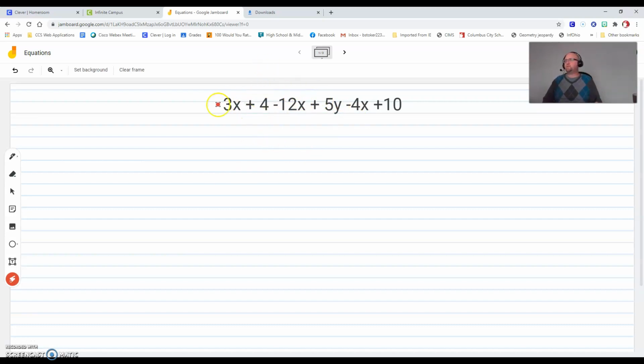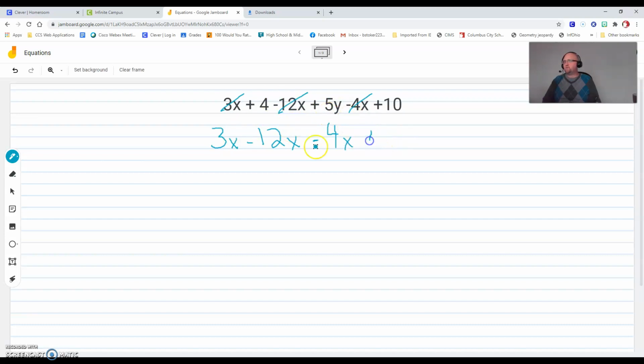But what we can do is start combining these things. So everything that has an X can be combined. Everything that has a Y can be combined with Y's. And then all your constants can be combined. One thing I like to do is rewrite it and put all of my terms that are the same together. So I'm going to put 3x, negative 12x, and negative 4x in my expression that way.